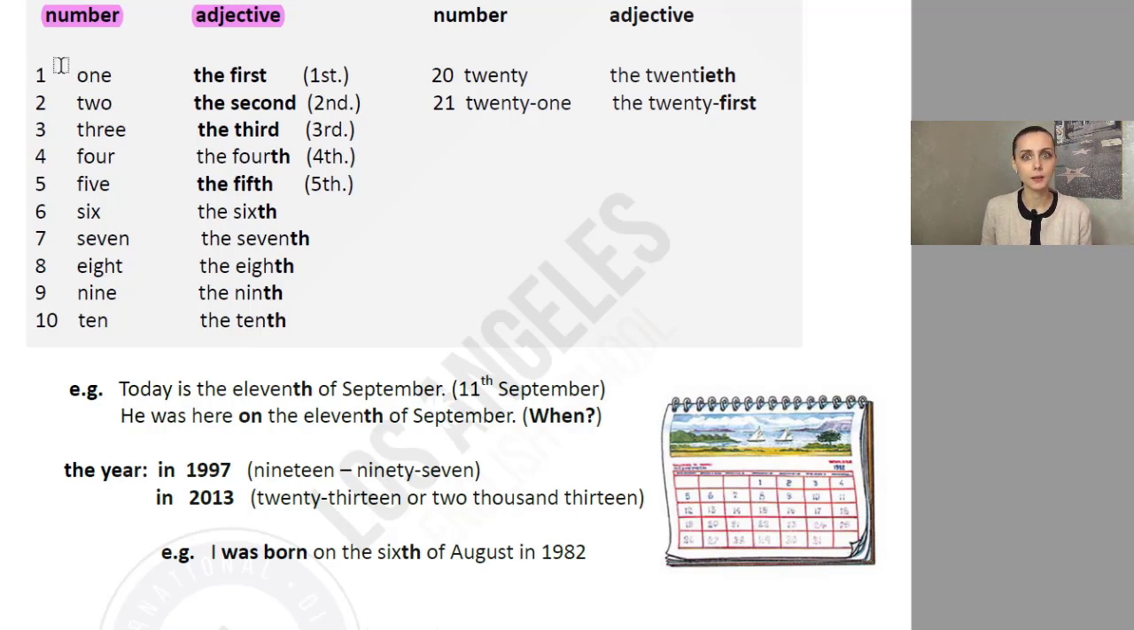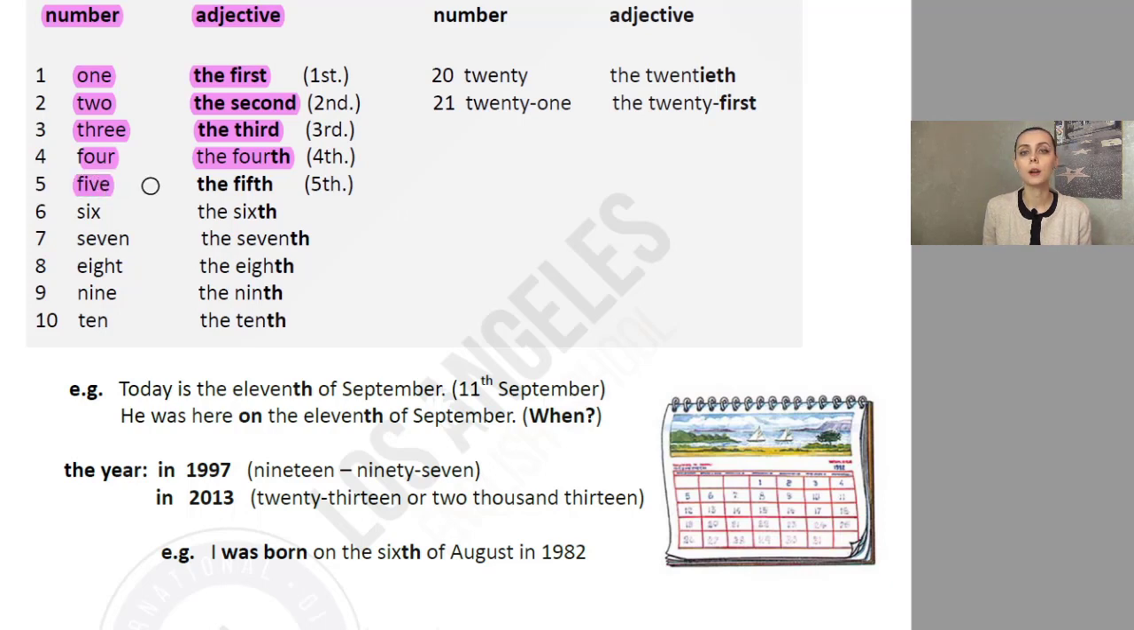So let's get started. 1, the first. 2, the second. 3, the third. 4, the fourth.